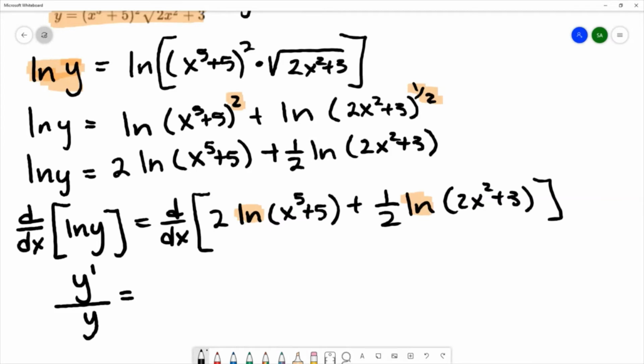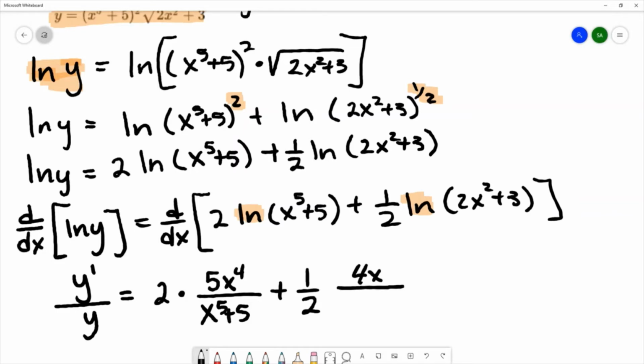We'll carry down that constant multiple of 2, follow the derivative rule for natural log. The derivative of the inside would be 5x to the 4th over the inside x to the 5th plus 5. Carry down that constant multiple of 1/2 and follow the derivative rule for natural log. That's the derivative of the inside, which is 4x, over the inside, 2x squared plus 3.